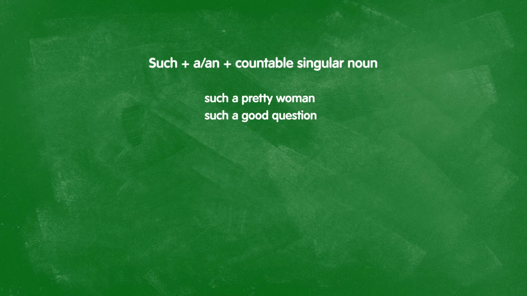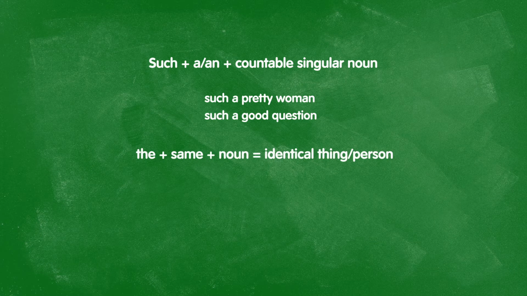Now, such is a demonstrative pronoun that indicates degree. For example, such a pretty woman, or such a good question. In this case, I'm saying that the woman is very pretty and that the question is very good. And we will always use such with singular, countable nouns, a woman, a question.